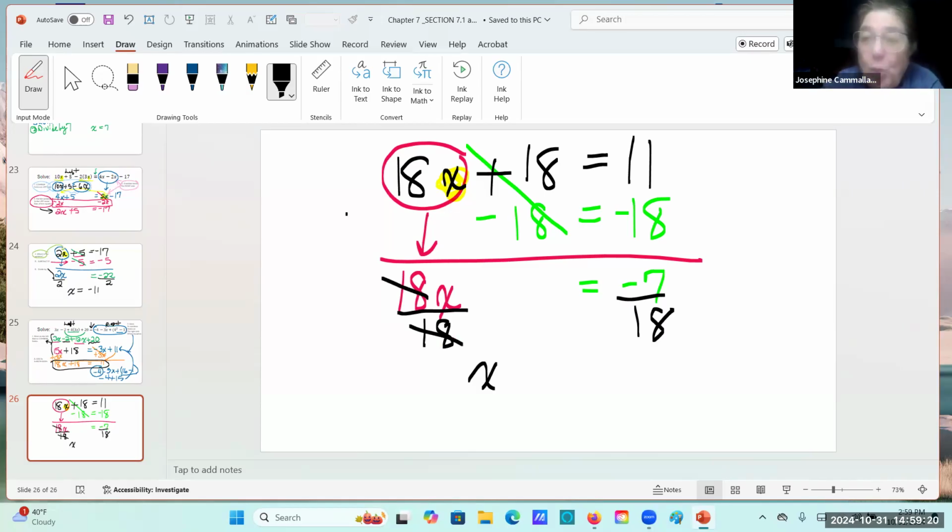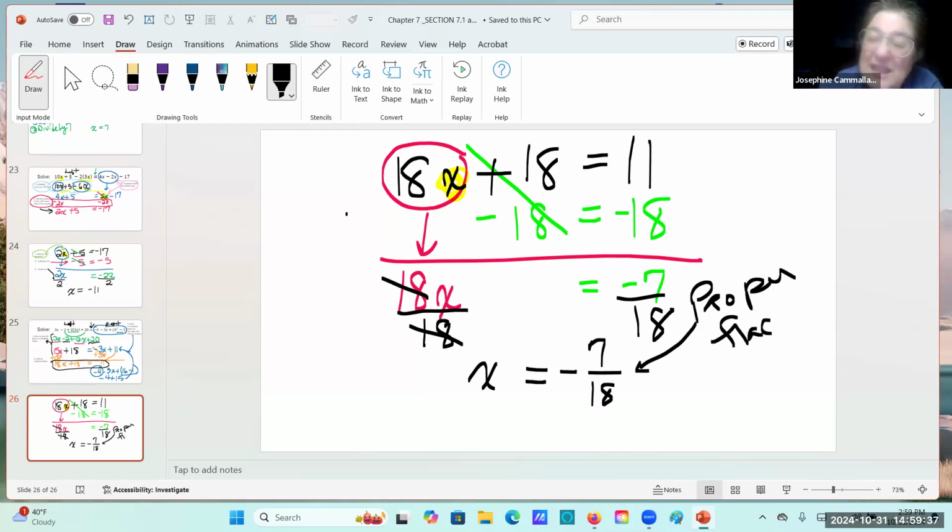These 18s make 1. I don't need to write the 1. Now, this is a -7/18. This is a proper fraction. I can't do anything with it except reduce. And -7 is prime. So that means I'm going to stop.